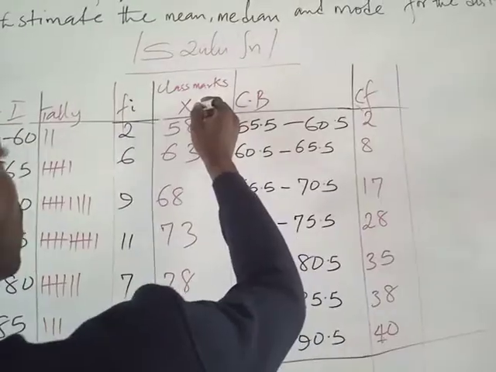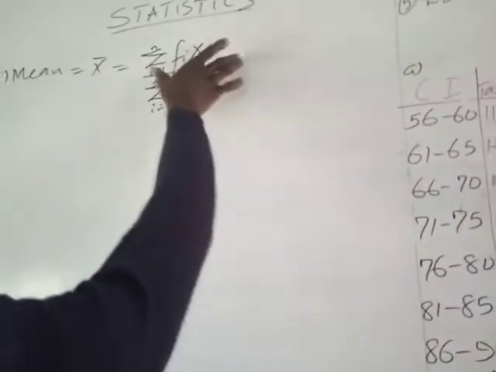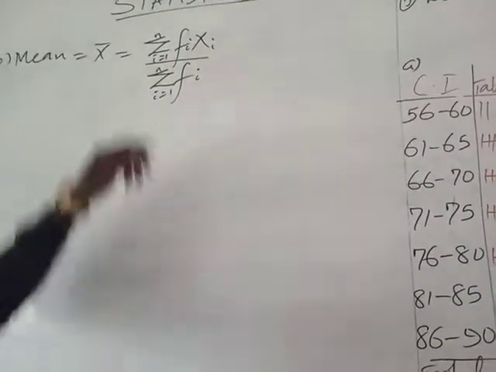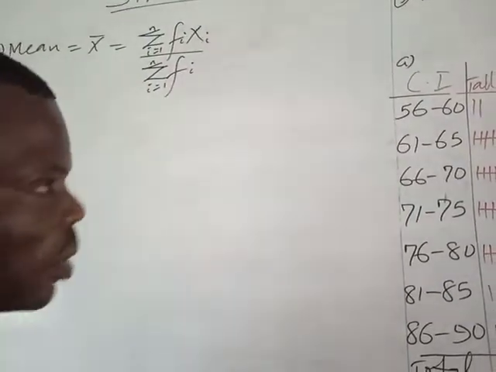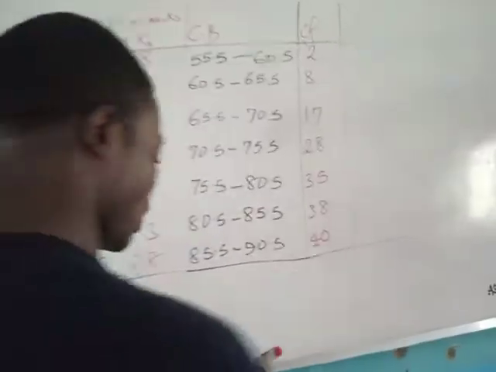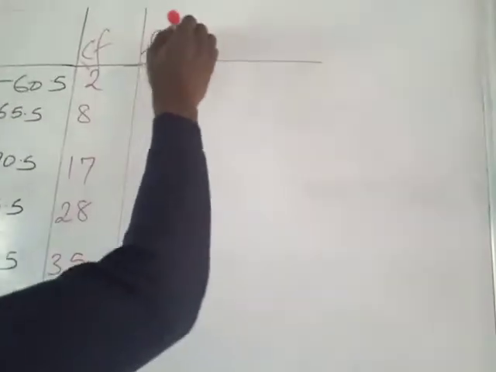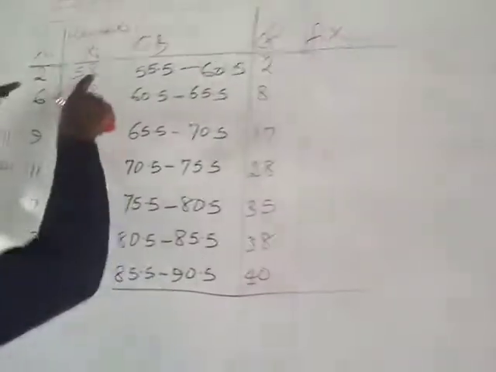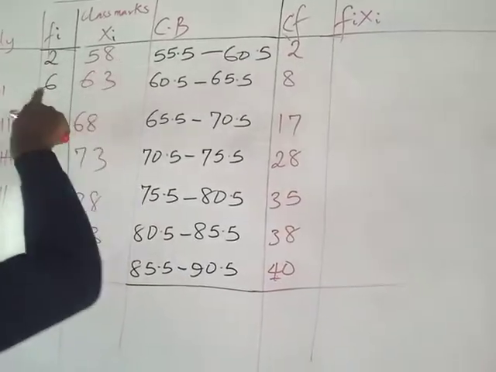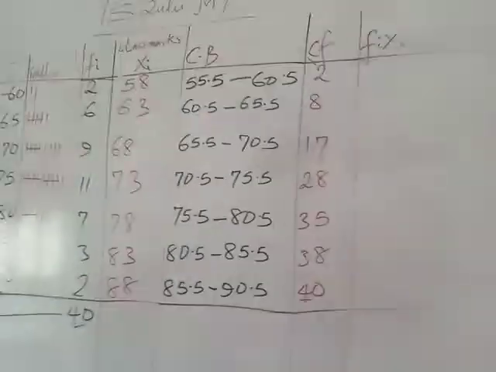this is also our xi. So we are going to create a table for fx, so that is f times x. This summation means we sum everything up. So we are going to create a table of our fx. How do we obtain that? We are multiplying these two. So 2 times this, 6 times this, 9 times this. So we obtain our table like that.